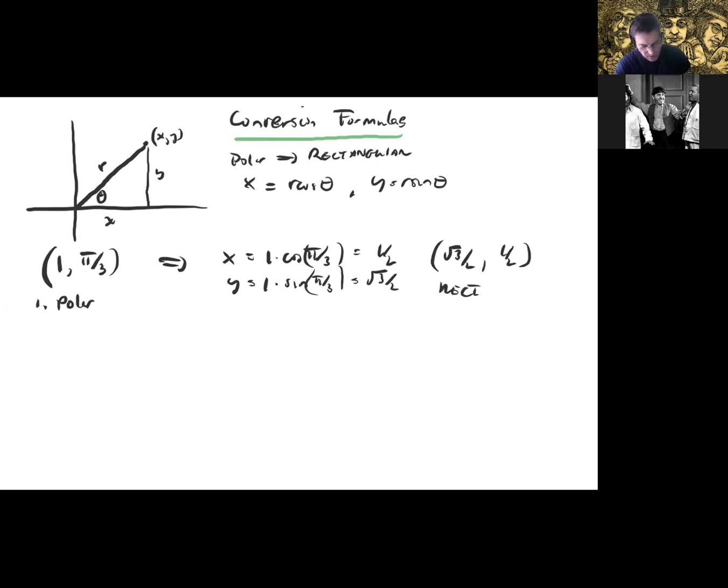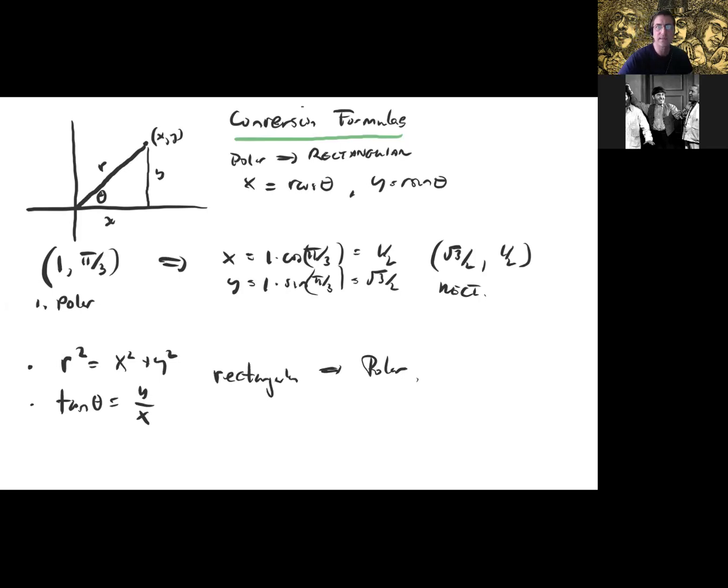Okay, so how about going the other way? Well, we know that r squared is x squared plus y squared, so we can compute r by taking the square root. And we also know that tangent of theta is opposite over adjacent in the right triangle, so that's y over x. From this, you can calculate theta by taking the arctangent of y over x. So this is going from rectangular to polar. Okay, so those are the basic conversion formulas.